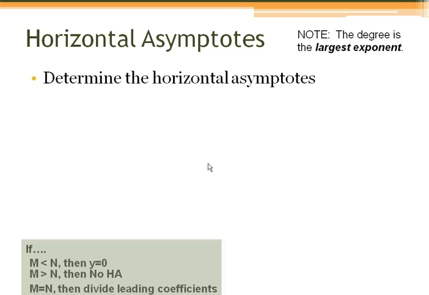Alright, so now we're going to talk about our horizontal asymptotes. These are our lines that go horizontally. Next slide. Alright, here we go. Here's the first graph.